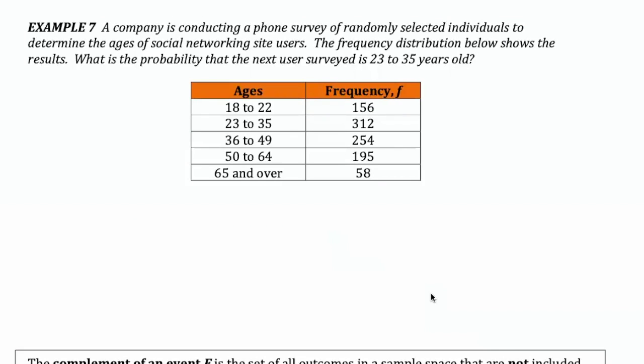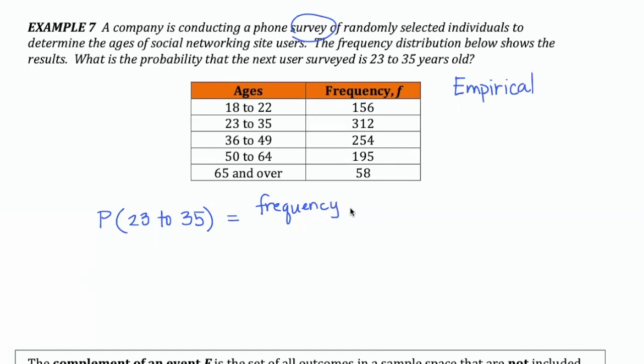A company is conducting a phone survey of randomly selected individuals to determine the ages of social networking site users. The frequency distribution below shows the results. What's the probability that the next user surveyed is going to be 23 to 35 years old? Because we have actually conducted a survey and collected data, this is going to be empirical probability. So if I want to know the probability of the next person being 23 to 35, I need to know the frequency for that age group, and I need to divide that by the total frequency.